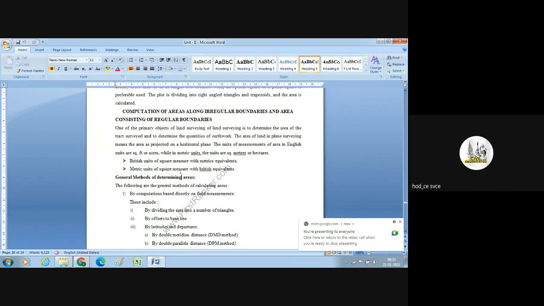Now, in our last class, we discussed the computations of area and volume, right? If you know the area, you can easily calculate the volume, as you know.